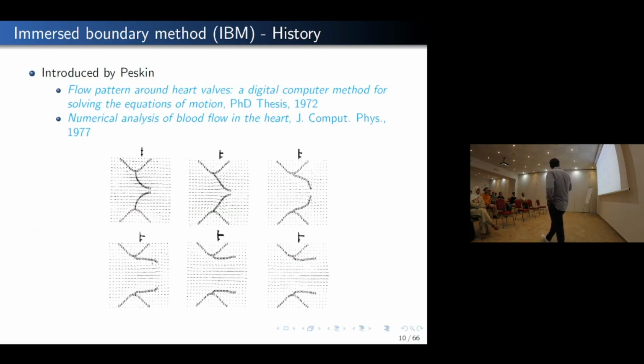Okay, the immersed boundary method history. It was introduced by Peskin in the 70s with his PhD thesis in 1972 and with this paper in 1977. The aim of Peskin was to simulate flow patterns around heart valves. So he invented this method that is a mathematical formulation of the problem, but also a numerical scheme. These are the pictures from his paper of 1977 of the evolution of the heart valve, and the numerical scheme was based on finite differences.